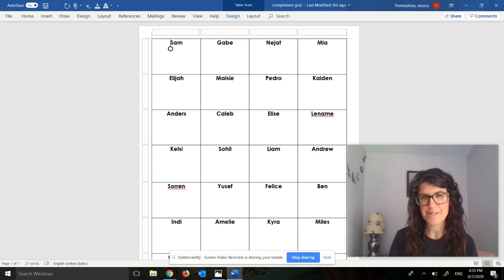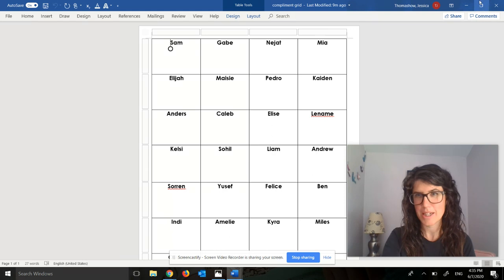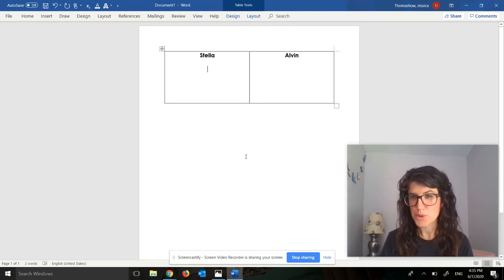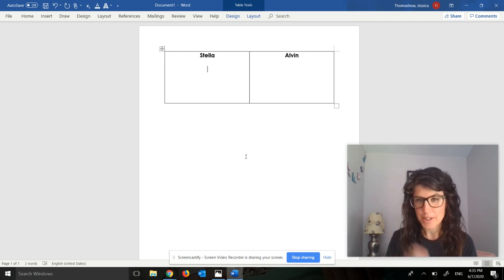Okay, so I'm going to show you an example of how I would do this. And I'm going to X out of our class. I am going to do a 2 square character grid for 2 characters in chapter books that we read together this year during our end of the day read aloud.